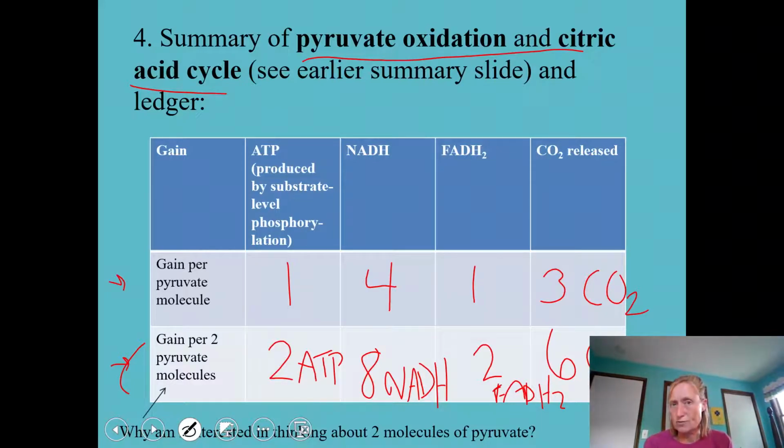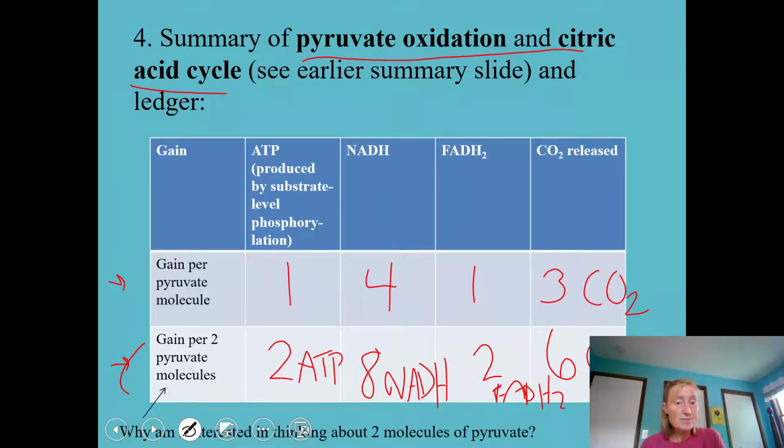Carbons are conserved in this process. Remember, we started with glucose. How many molecules of carbon are in glucose? 6. And now we're releasing 6 carbon dioxides. The carbons are conserved. We have completely oxidized glucose now. And we've released the waste products, 6 CO2s released.